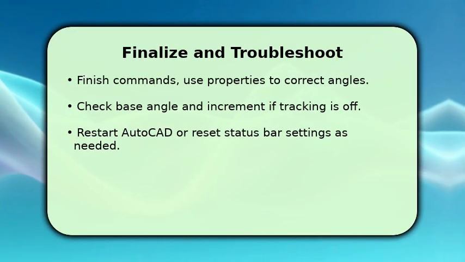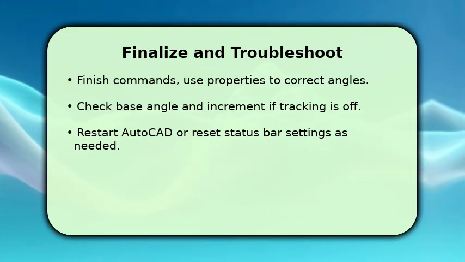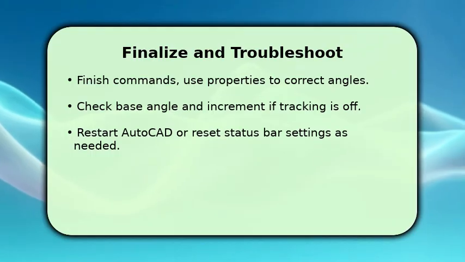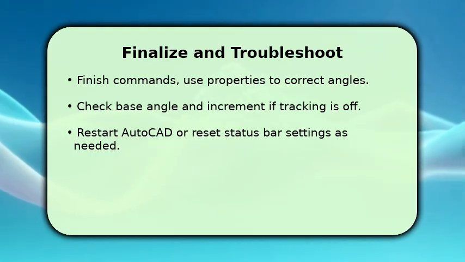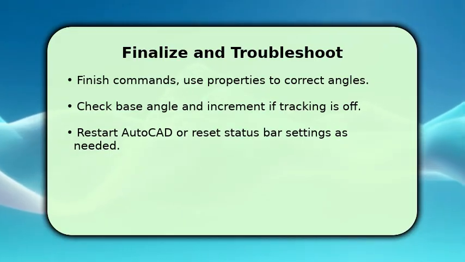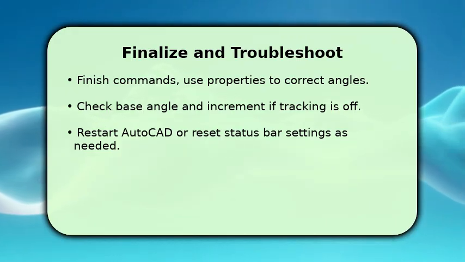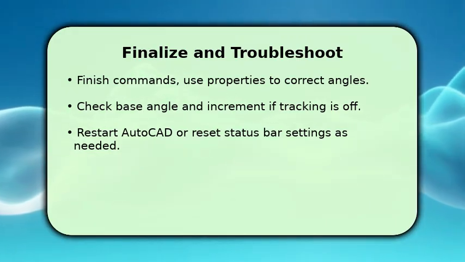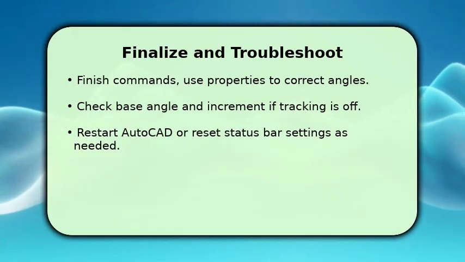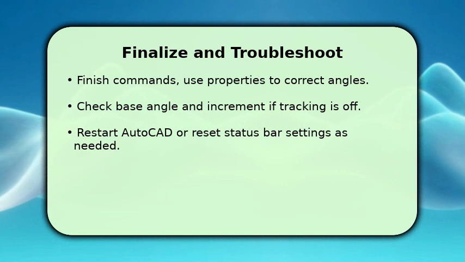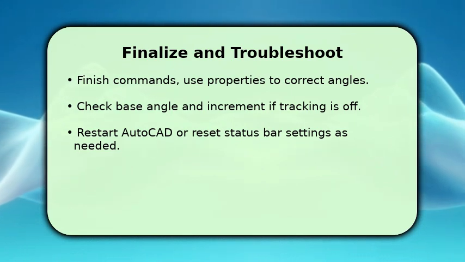If tracking feels wrong, check the base angle and increment values first. An incorrect increment is the usual culprit. And verify you didn't accidentally enable dynamic input angle overrides. If problems persist, restart AutoCAD or toggle the status bar icons off and on to reset the trackers. This often clears transient glitches without losing your drawing progress.